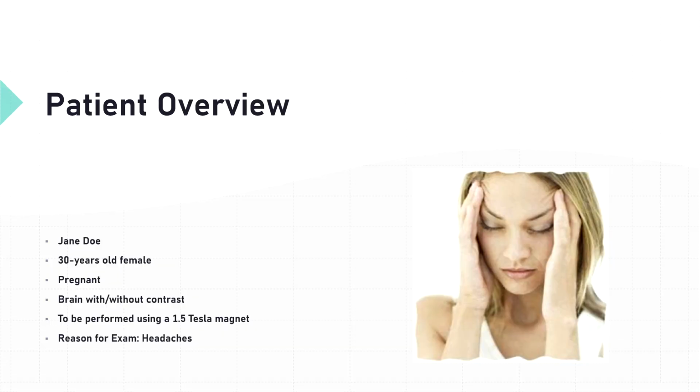For the patient overview, our patient's name is Mrs. Jane Doe. She's a 30 year old female and she's currently pregnant, and she's going to be having a brain MRI with and without contrast, to be performed using a 1.5 Tesla magnet. The reason for the exam is that the patient complains of persistent headaches. Our goal today as an MRI tech is to demonstrate a thorough screening process to ensure the patient's safety and diagnostic quality.